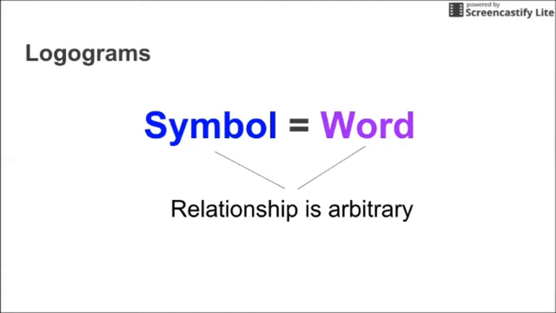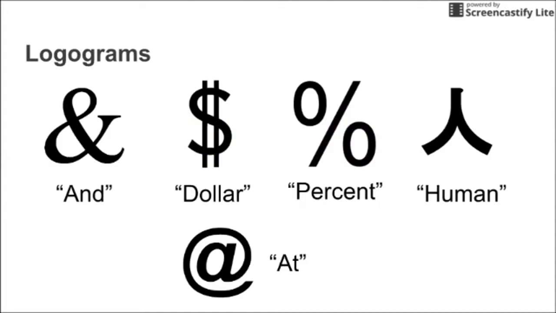Logograms are symbols that represent words, single words. The relationship between that symbol and the object it represents is absolutely arbitrary. Everyone can read them independently from the dialectal variation. Some examples of logograms are the writing symbols of modern Chinese and Japanese, where a single symbol represents a word. For example, this Chinese symbol called ren means human.